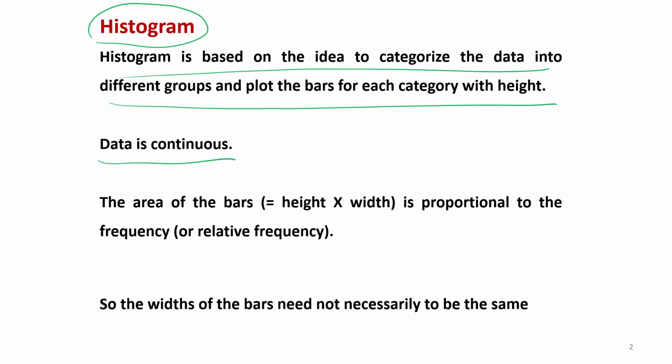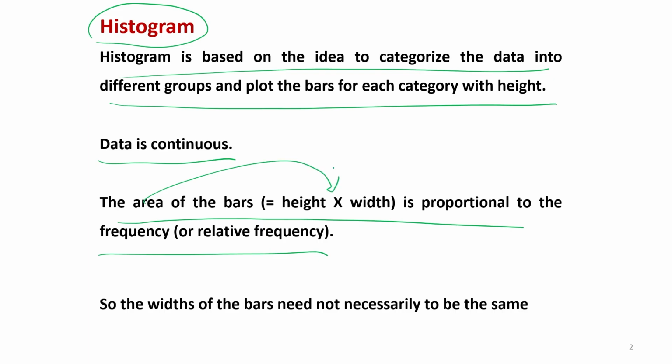As you can recall, in the case of a bar diagram, the height of the bar is proportional to the absolute or relative frequency, and the width of the bar has no meaning. But in the case of a histogram, we also create bars, but the area of the bars is proportional to the frequency or relative frequency. Now the area is defined as width times height, right? So in the case of a histogram, the width of the bar matters, and the widths of the bars need not necessarily be the same.